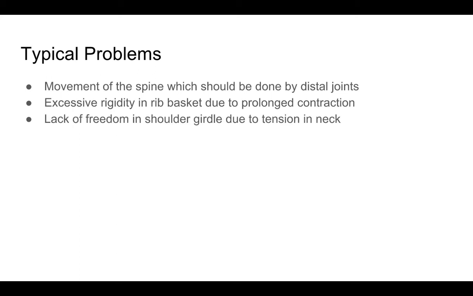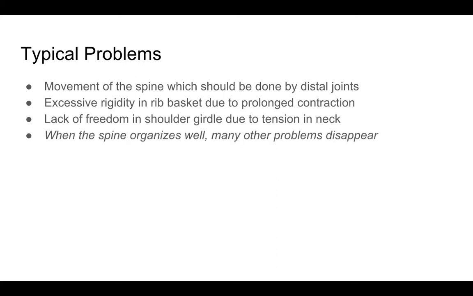And another is lack of freedom in the shoulder girdle due to tension in the neck. Now again, in the tensegrity model, we know that on a cellular level, everything in the body ties together. And what we often see happen is that excessive tension in the neck contributes to a lack of movement in the shoulder girdle, and also vice versa sometimes. But these seem to be some of the biggest problems, some of the most common problems we'll see in our practices.